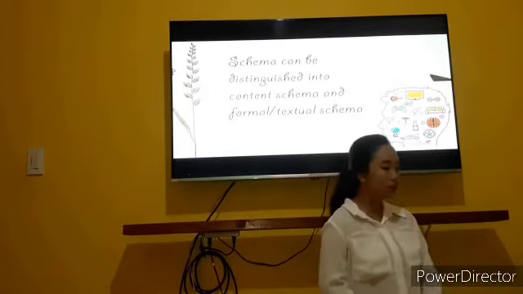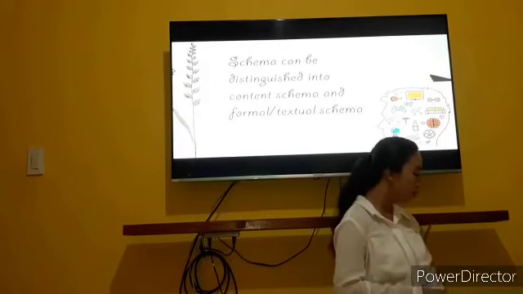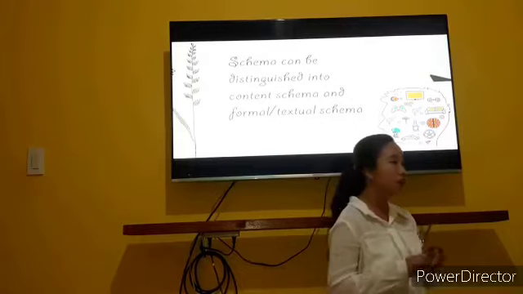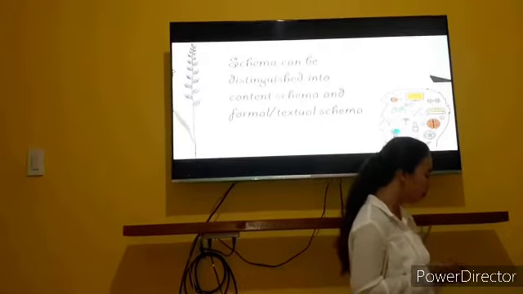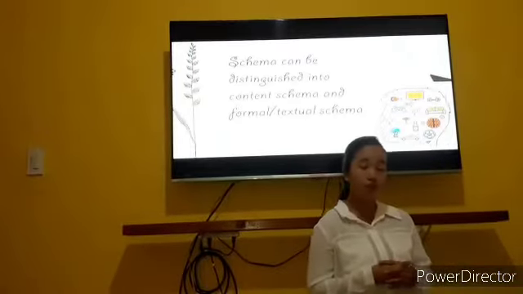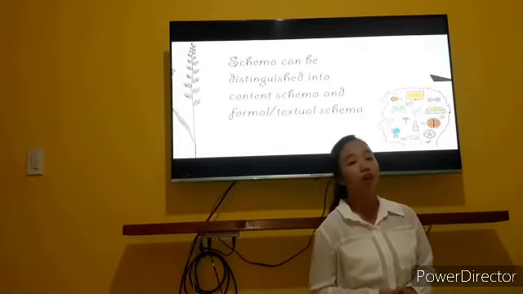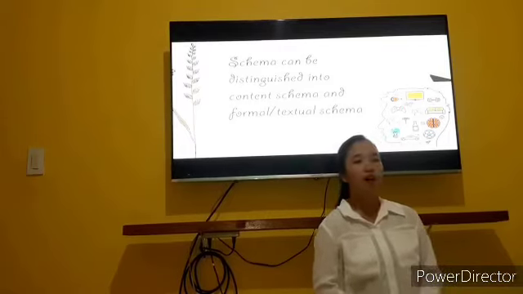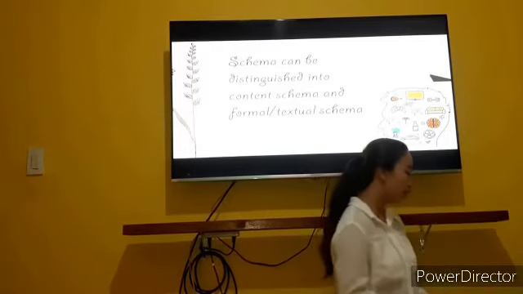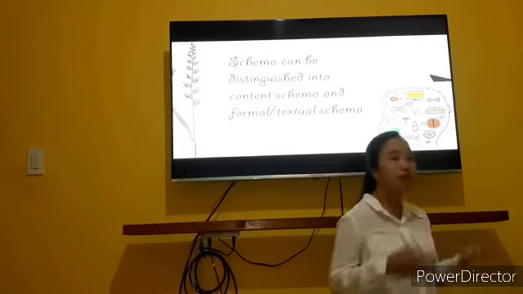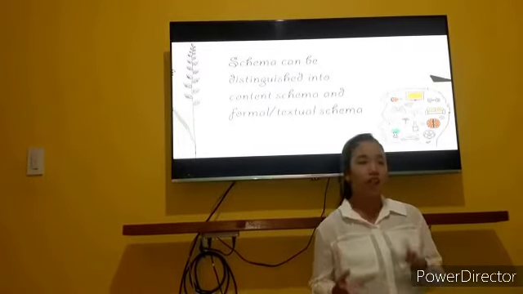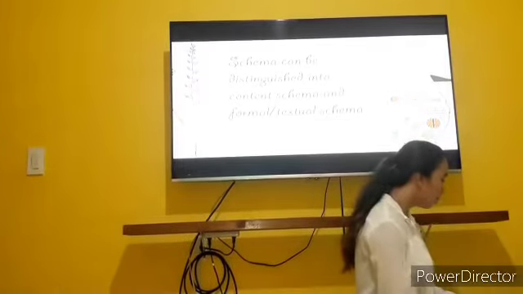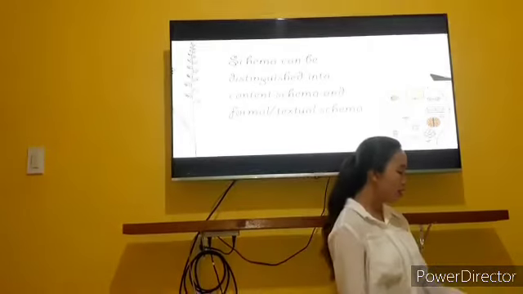And this textual schema, most children have developed their textual schema in the organization of narratives, and narratives are included in our environment or everyday life, or the environment a child lives in. Next is from the perspective of the language pedagogy.